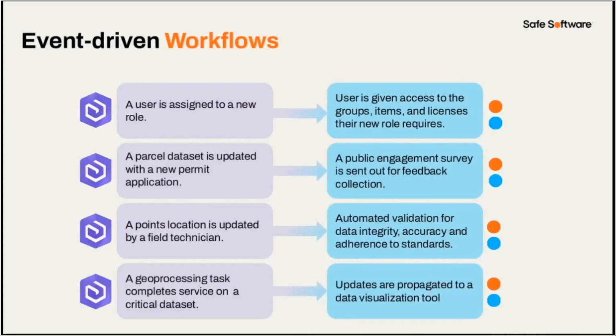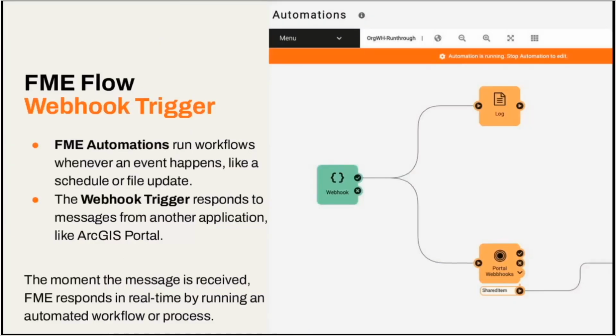FME could respond to changes in a user's role by updating their permissions. We may want to get a notification for different kinds of dataset updates, or automatically run a data validation workflow when a field crew makes an edit. And of course, synchronizations with different software and systems our organization may use. All of these represent tasks that are often done manually, subject to error, or maybe we should be doing them, but we can't find enough resources. I have a few of those.